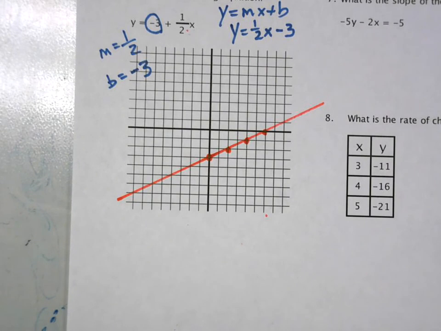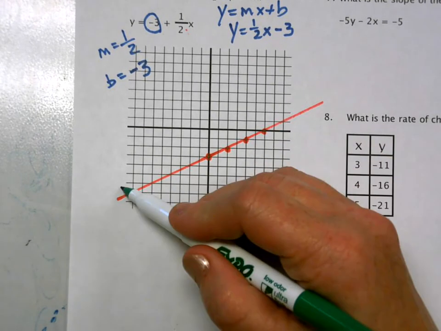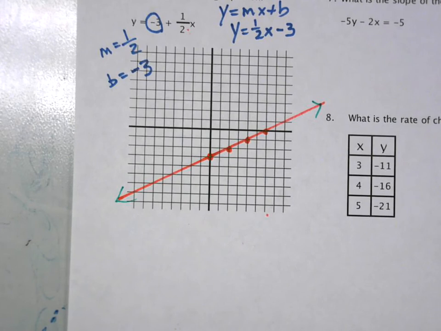Everybody done with that information? Wait, do we put arrows? You can. It keeps going. It's implied if you draw it all the way through the graph. I don't require you to put arrows on them. You have to put arrows on it if you draw me a little short, skimpy line, because then it looks like just a line segment. Does that make sense?